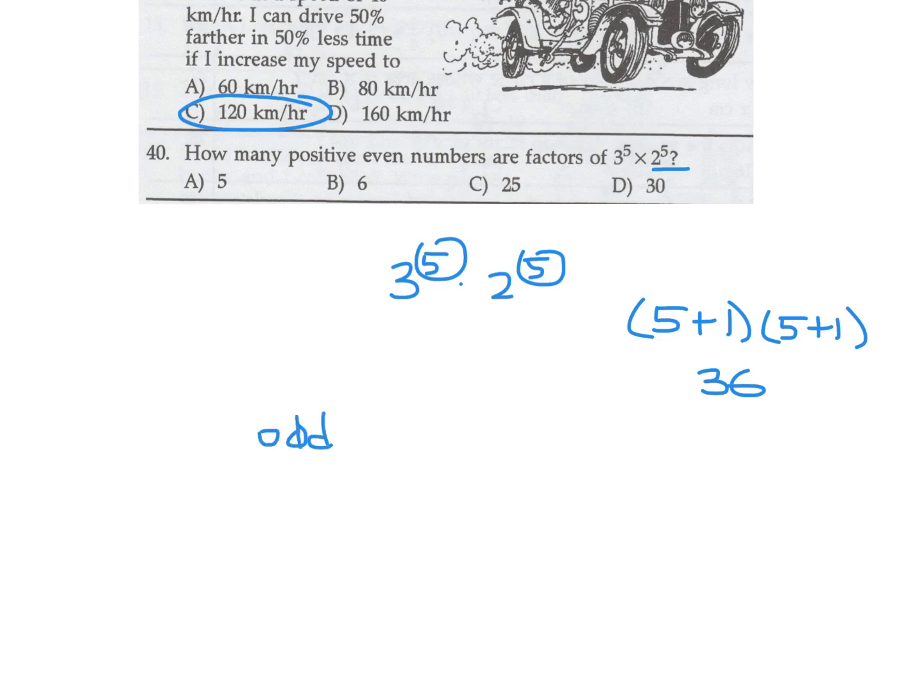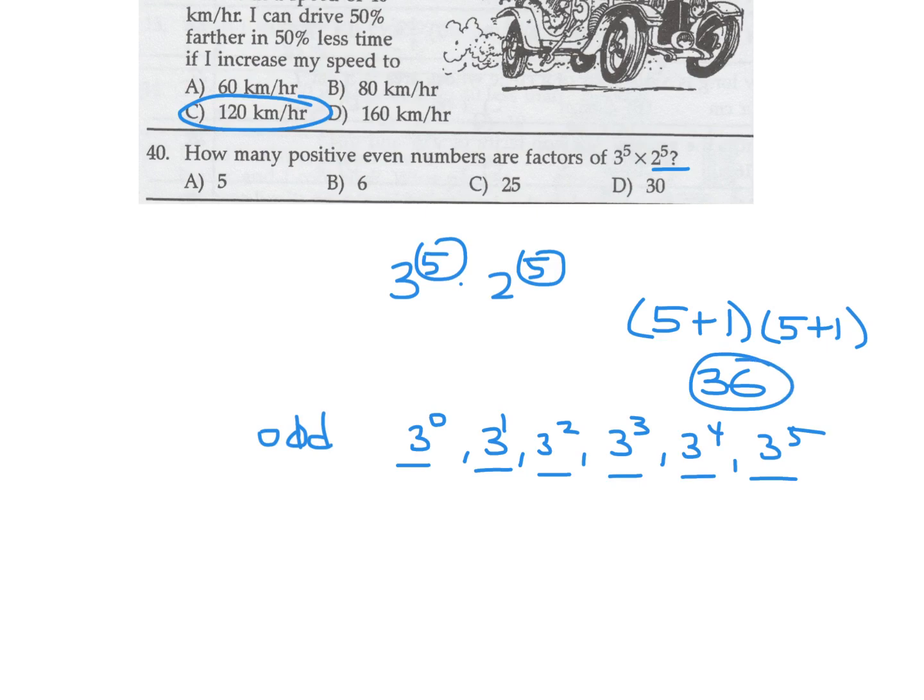The only ones that are going to be odd are the ones that do not have a 2. So the ones that are odd are 3 to the power of 0, 3 to the power of 1, 3 to the power of 2, 3 to the power of 3, 3 to the power of 4, and 3 to the power of 5. Every other factor is going to include a 2, so those will all be even. These are the odd ones, 1, 2, 3, 4, 5, 6. This is the total. So the even would be the total minus the odd, which is 36 minus 6, which is 30. And therefore, number 40, the answer is D.